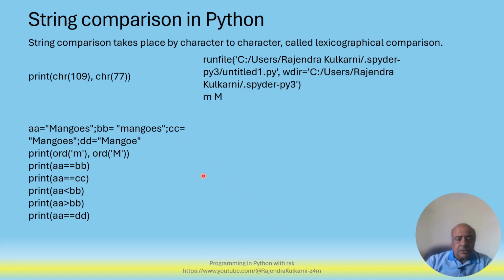With this knowledge, we can now see how strings are compared. There are 4 strings AA, BB, CC and DD. AA is assigned mangoes with capital M, BB is assigned mangoes with small case m, CC is again mangoes with capital M, and DD is mangoes, where we have skipped the s here.